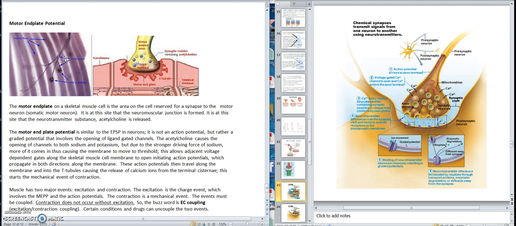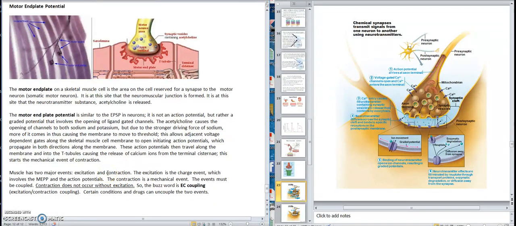They go in both directions, and actually in multiple directions. If it was 3D, multiple directions, they're going to meet on the other side eventually. Do they stop or keep going? No, they stop because of the absolute refractory period we mentioned. So we're hitting a lot of stuff here now. These action potentials then travel along the membrane and into the T-tubules, causing the release of calcium ions from the terminal cisternae. This is another subject which gets us into muscle. This starts the mechanical event.